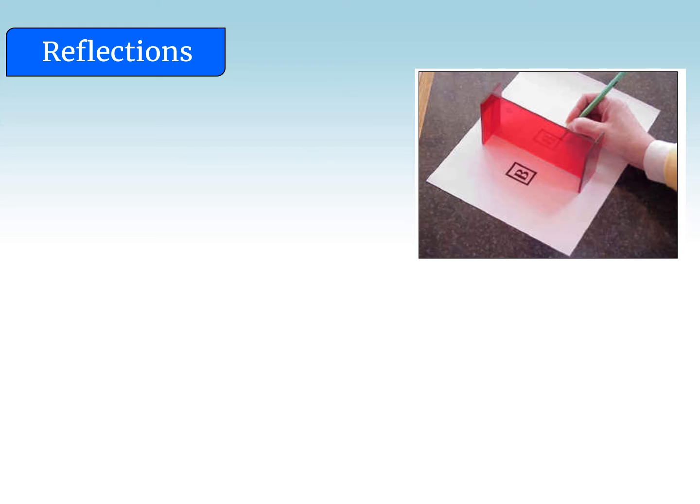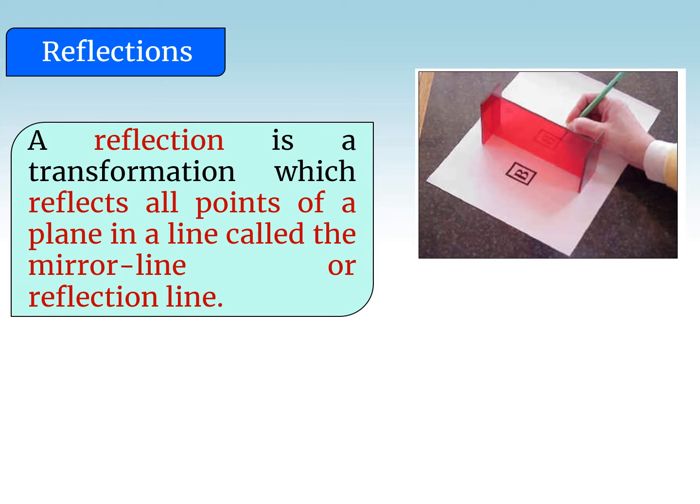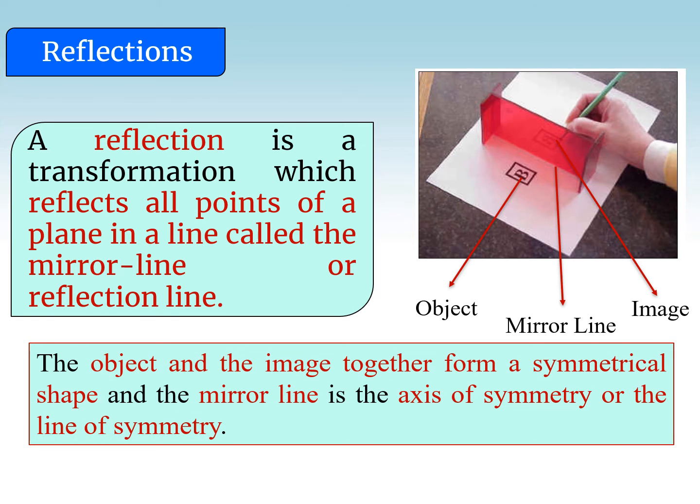Let's move on to reflections. A reflection is a transformation which reflects all points of a plane in a line called the mirror line or reflection line. So the important thing under reflection is the reflection line or the mirror line, or else we don't have a reflected image. From this diagram, B is the object, this is the mirror line, and this is the image. The object and the image together form a symmetrical shape, and the mirror line is the axis of symmetry or the line of symmetry.